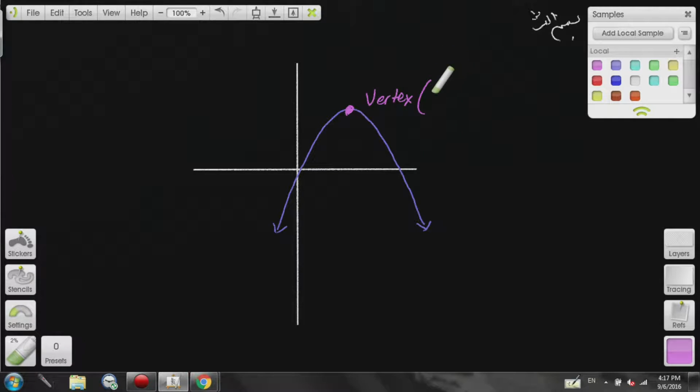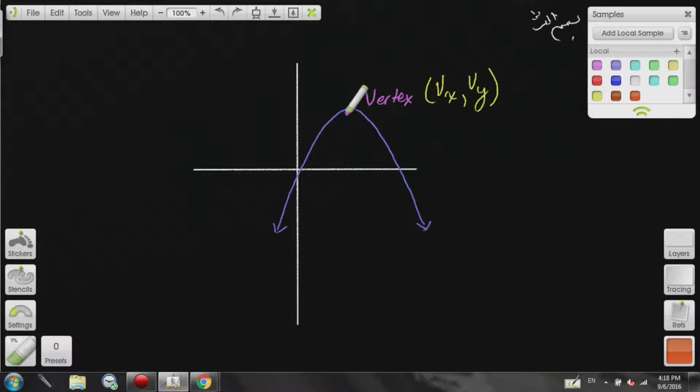And the vertex is an ordered pair. It's an x and y. But the vertex as an ordered pair is given special names. Many books call it H and K, that ordered pair, H and K, and that's okay. But we actually call it Vx and Vy. This means the x coordinate of the vertex and the y coordinate of the vertex. So as soon as you know the vertex of the parabola, just graph it.